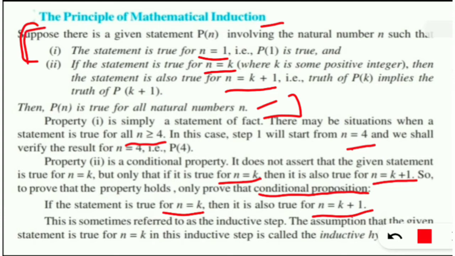Now the main thing is, this is the principle of mathematical induction. If the values of n are greater than or equal to 1, then at first we check whether the result is true for n equals 1 or not. If the values of n are greater than or equal to 2, or 3, or 4, then we check whether the result is true for n equals 2, or n equals 3, or n equals 4. Clear?